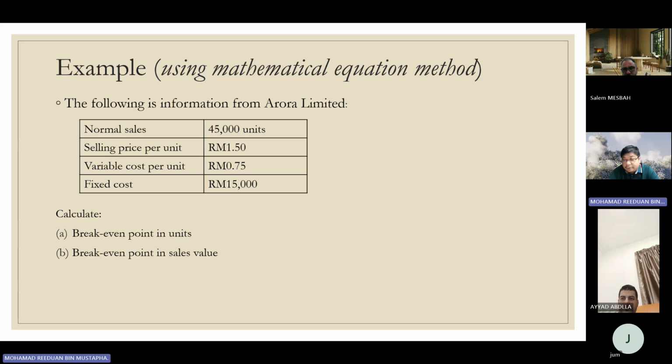And then your normal sales is 45,000. In order to break even, you at least need to sell a minimum of 20,000 units. If you cannot sell 20,000 units, then you are making a loss because you do not even cover the fixed cost. So that is what the break-even point per unit means.